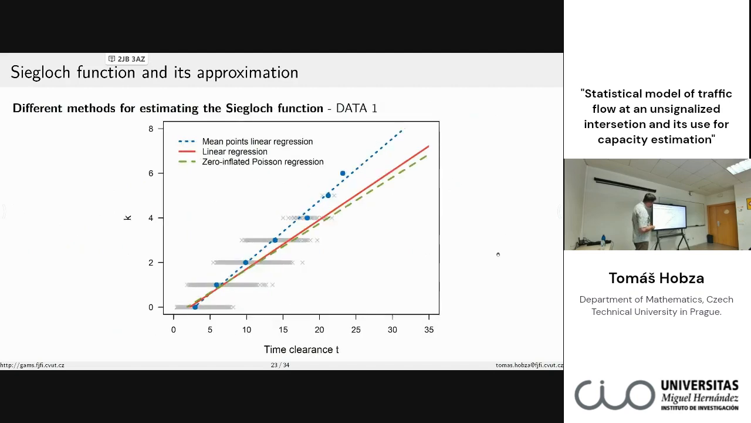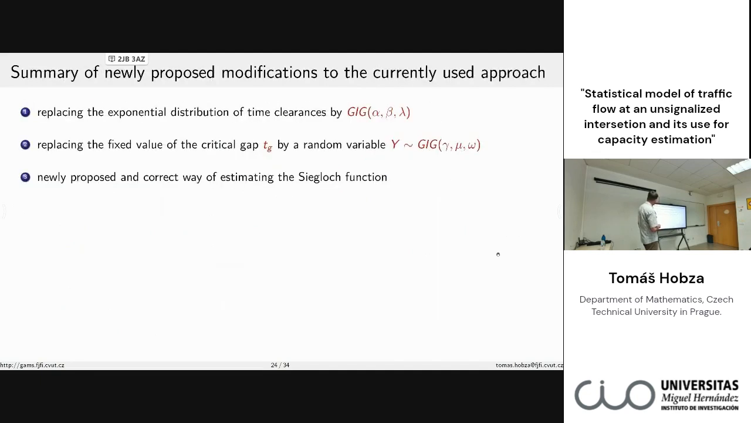So to illustrate it a little bit more, this is not simulated data, these are real data from dataset one. Again, we can see the gray crosses, the actual estimation, and these are linear regression and zero inflated Poisson regression. So there is quite a big difference, and this influences the integral a lot. So the estimate of capacity is really influenced by bad estimation of the signal function. So this is a very simple way to fix this.